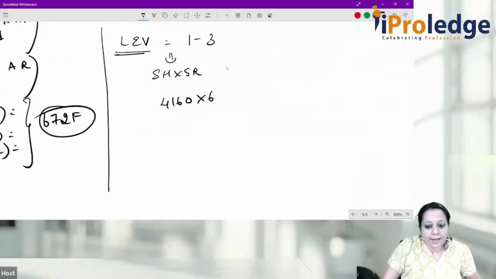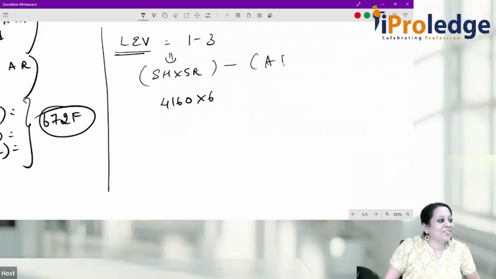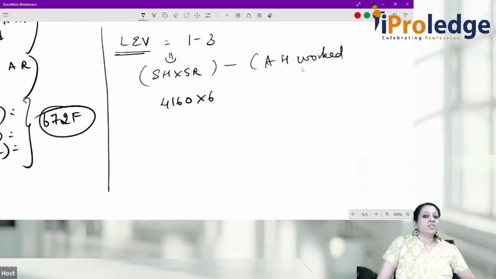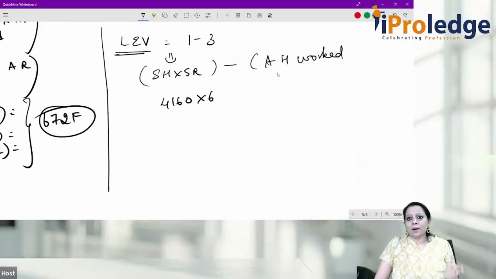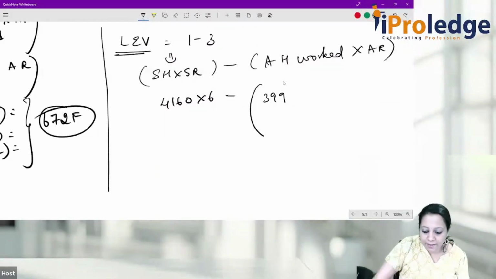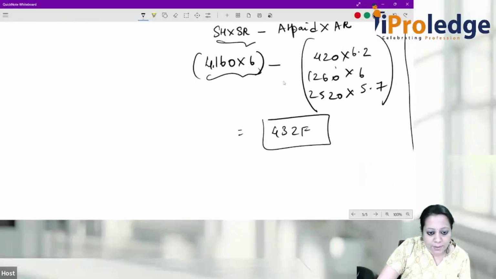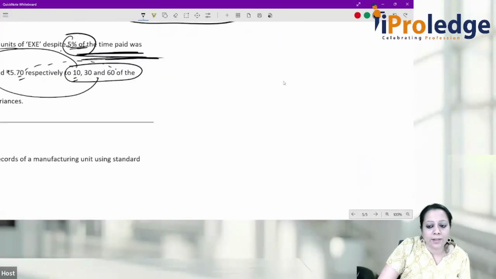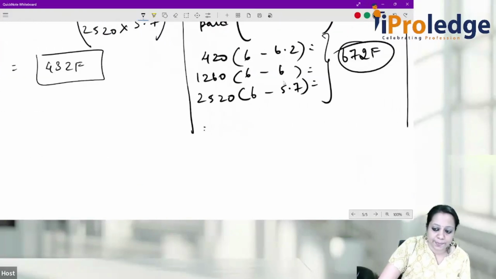Minus, 1 minute here. Actual hours worked. Because efficiency is based on actual hours worked, no? I have to find out how efficient my student Ram is over Shyam. That means I have to think how much they have worked. They delivered the work, no? So actual hours worked into AR. So actual hours worked was 399. Then what were the other two numbers? 1197 and 2390. Thank you, dear.